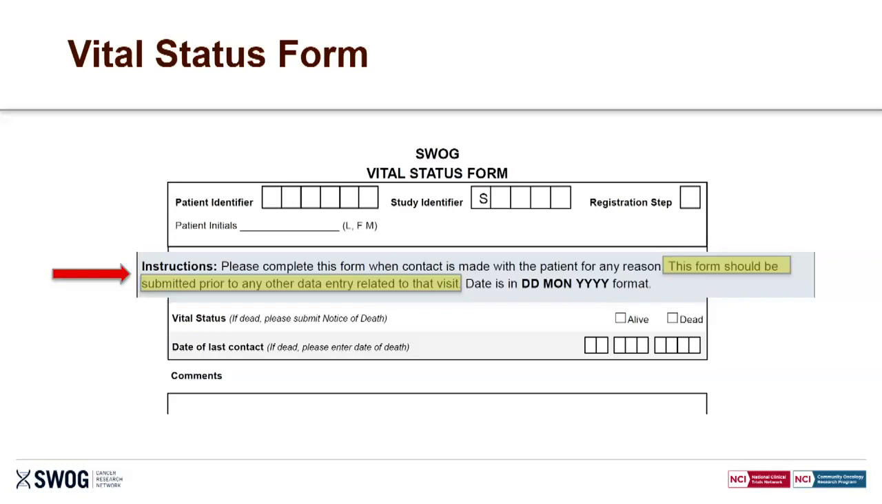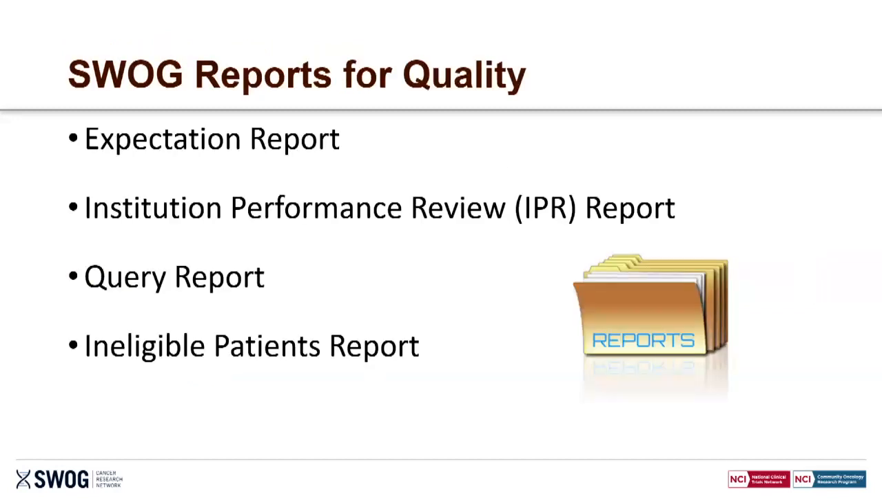But the most important thing about this form is it needs to be the very first form that you submit when you're entering data in RAVE. And that's because it sets a date within RAVE that says this is the patient's last contact date. And if you try to submit a form from a visit that has a date later than what RAVE thinks is the last contact date, you'll get a system error. So by submitting this form first, you relieve yourself of future system errors.